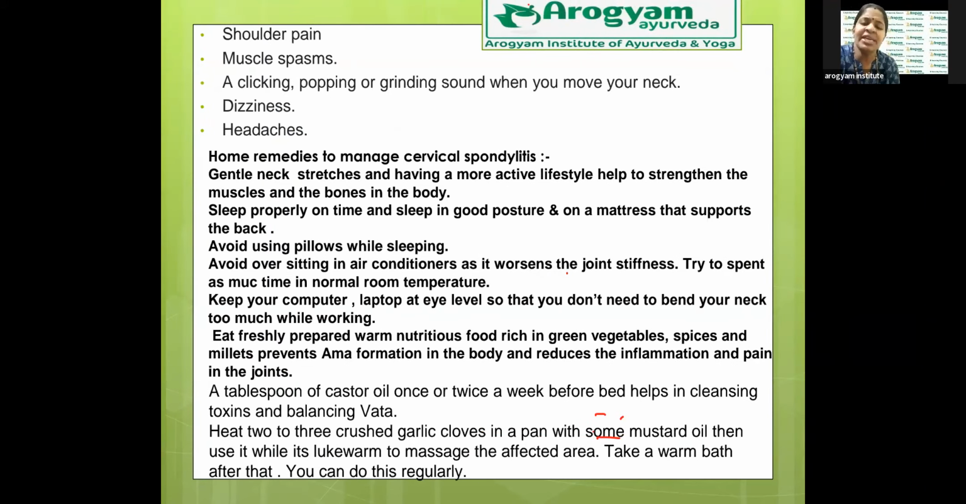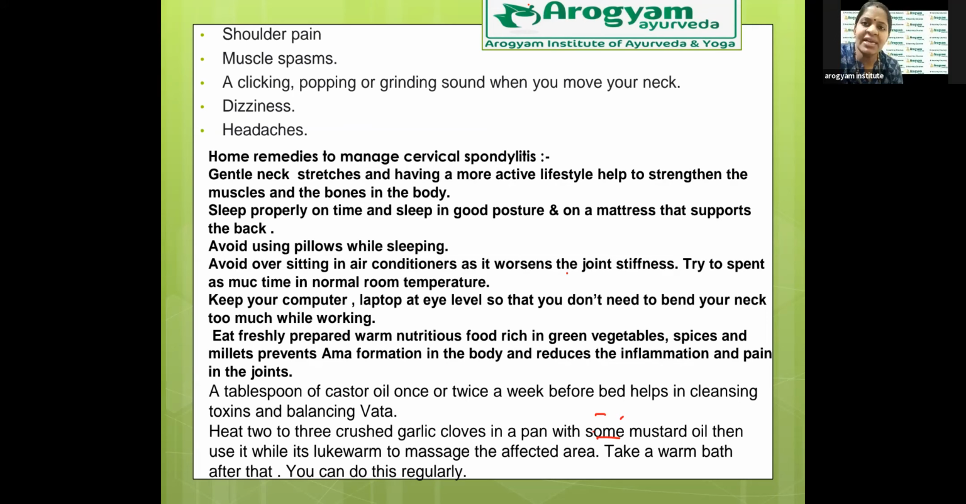And especially you can see that at night this pain is much more, and because of the pain we wake up, and we won't be able to sleep well. So that is also one problem. Shoulder pain, then muscle spasms, muscles becoming rigid, a clicking, popping or grinding sound when you move your neck, then dizziness, headaches. These are very common.